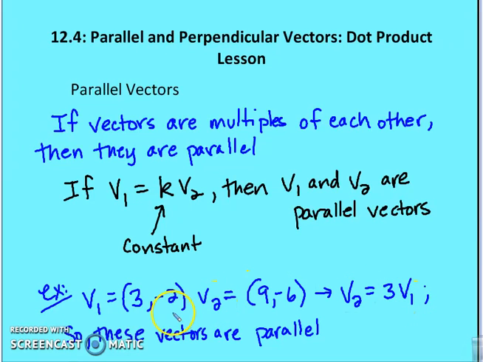So these two vectors, vector 1 and vector 2, are parallel to each other. Vector 2 is equal to 3 times vector 1. You could also say that vector 1 is 1/3 of vector 2. So some constant value multiplied by both the x and y values in the coordinate form of each of the vectors provides us with the other vector. We know that the two vectors are parallel.